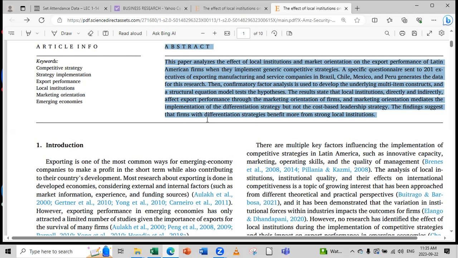The font is 8 and bold, and it's different from the font of the research. The font of the research is 12 or 14, Times New Roman. But here, 8 and bold. Why do we do the abstract? To give an overview of the whole research itself.